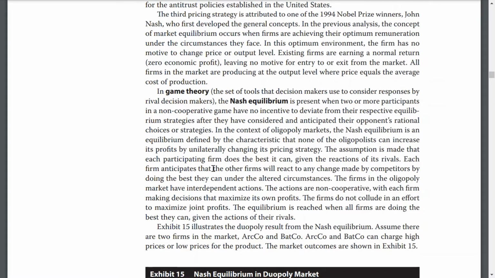In game theory, the set of tools that decision makers use to consider responses by rival decision makers, the Nash equilibrium is present when two or more participants in a non-cooperative game have no incentive to deviate from their respective equilibrium strategies after they have considered and anticipated their opponent's rational choices.